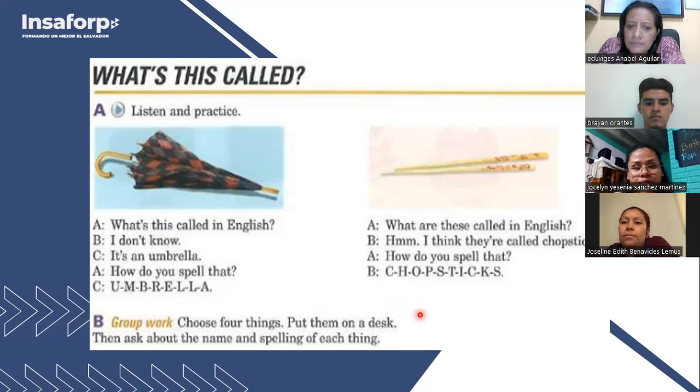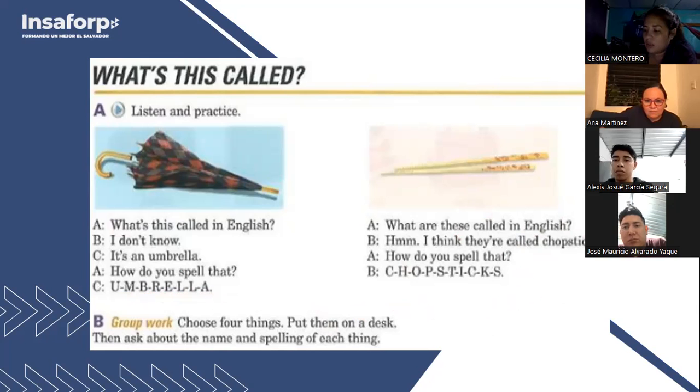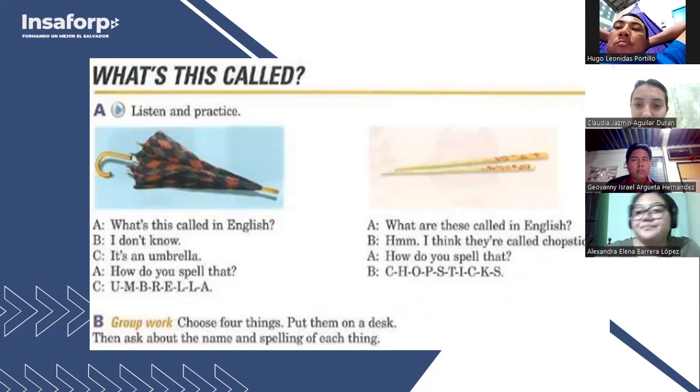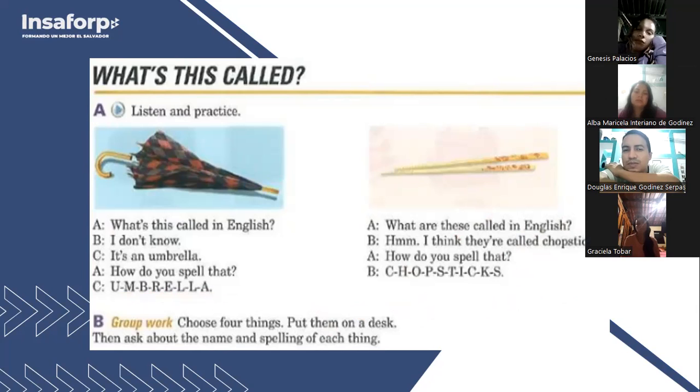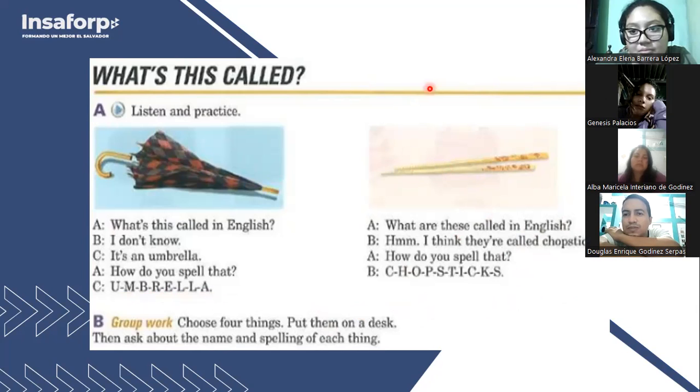Okay, just one more. Who wants to help me to read this one? Just one more participation. One more volunteer. Who wants to be my volunteer of tonight? Alexandra, Melissa, okay, you're going to be my volunteer. Read this one.